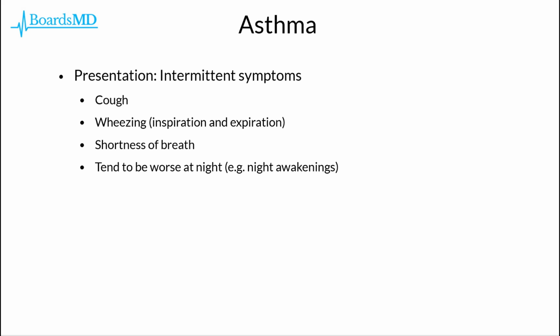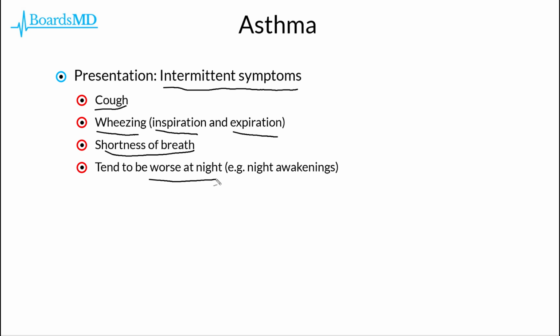The key in the presentation of asthma is that patients are classically going to have intermittent symptoms. These intermittent symptoms include cough, wheezing, which occurs on both inspiration and expiration, shortness of breath, and additionally, these patients tend to have symptoms that are worse at night, which can thus result in nighttime awakenings for these patients, which can be extremely distressing, especially in the pediatric population.